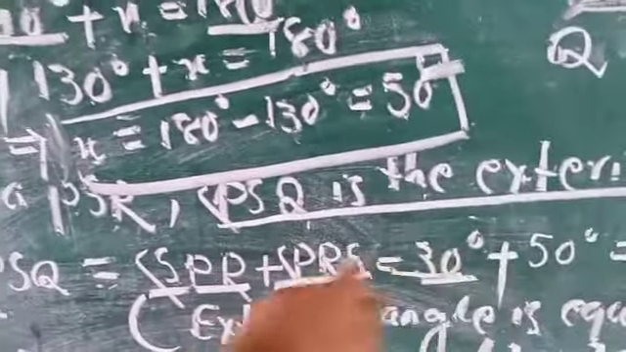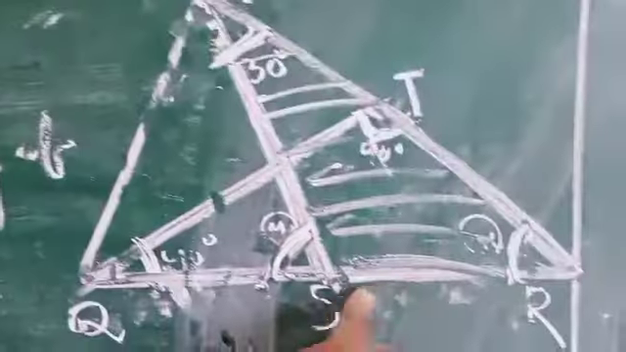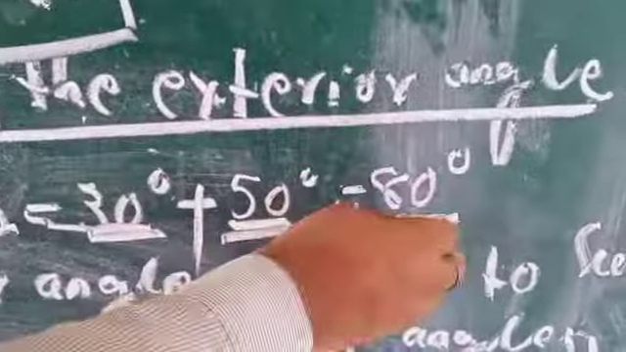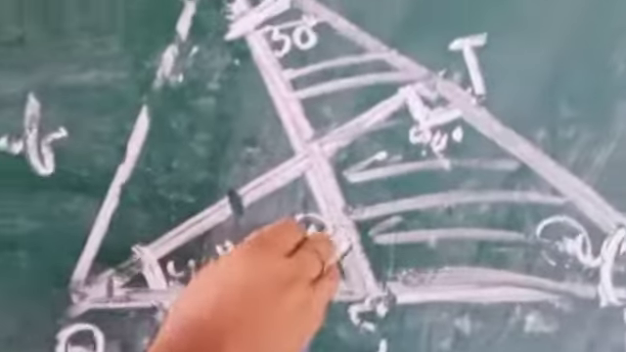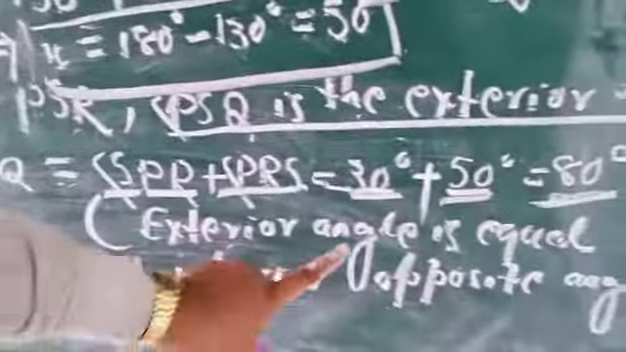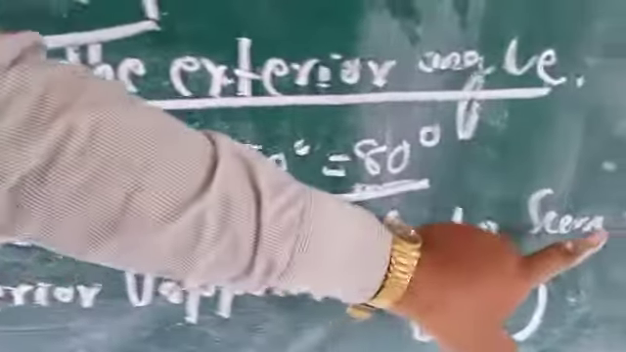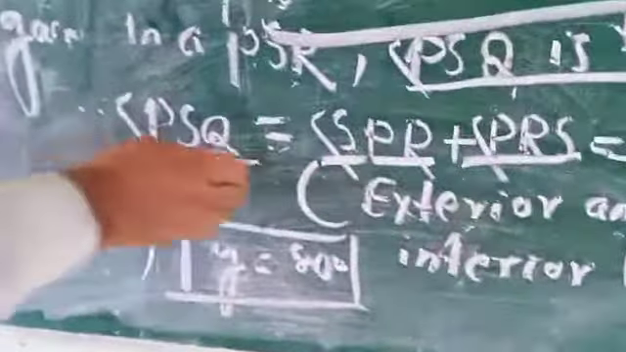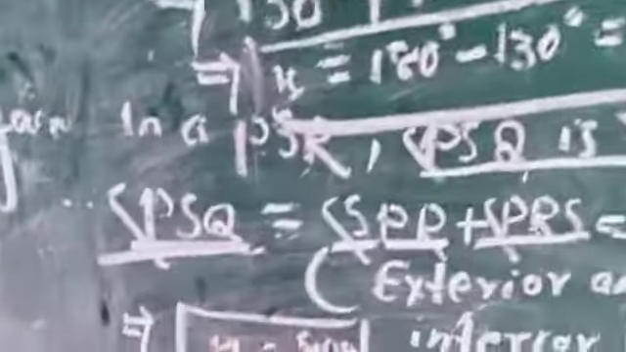Here PRS is equal to X, but the X value we have calculated is 50. So 30 plus 50 is 80. So Y will be how much? 80 degrees, because 30 plus 50 is equal to 80 degrees. The reason is that the exterior angle is equal to the sum of two interior opposite angles. Therefore, what is PSQ? PSQ is Y, written Y. So therefore Y is equal to 80 degrees.